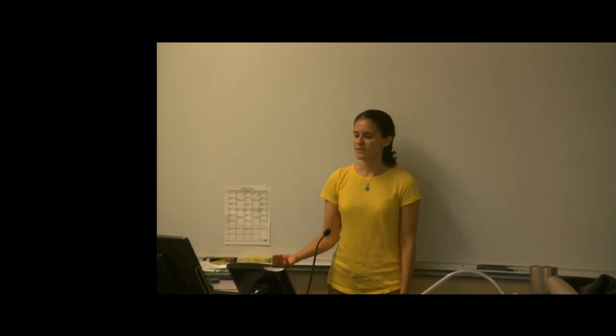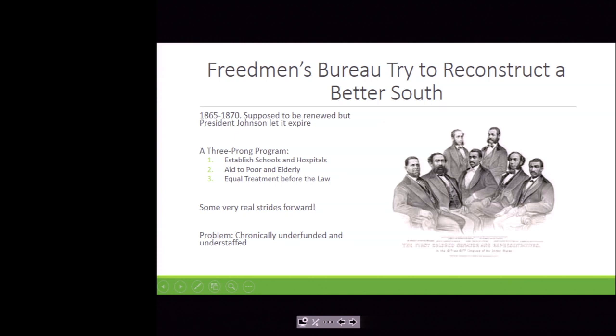Now, the Freedmen's Bureau makes very real strides forward. And we can see that in this picture here on the right. These 7 men are the first African American men elected to Congress. What does this tell us? This tells us that freedmen are voting, that they are electing people that they think will represent them. Why is this important? Why is it important to have black people in Congress?